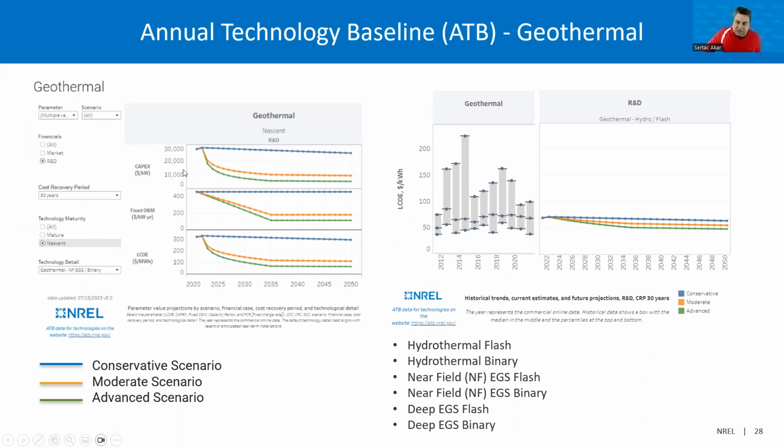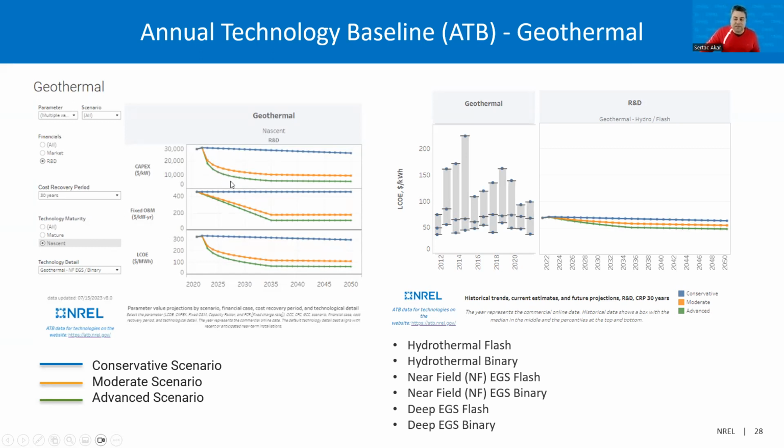So if you look at the capital cost, it's high in today's technology. If business as usual continues, the blue line, it will not get much cheaper. But if we can continue with the moderate and advanced scenarios with some advanced improvements, the technology would be cheaper throughout the years with the learning rate.